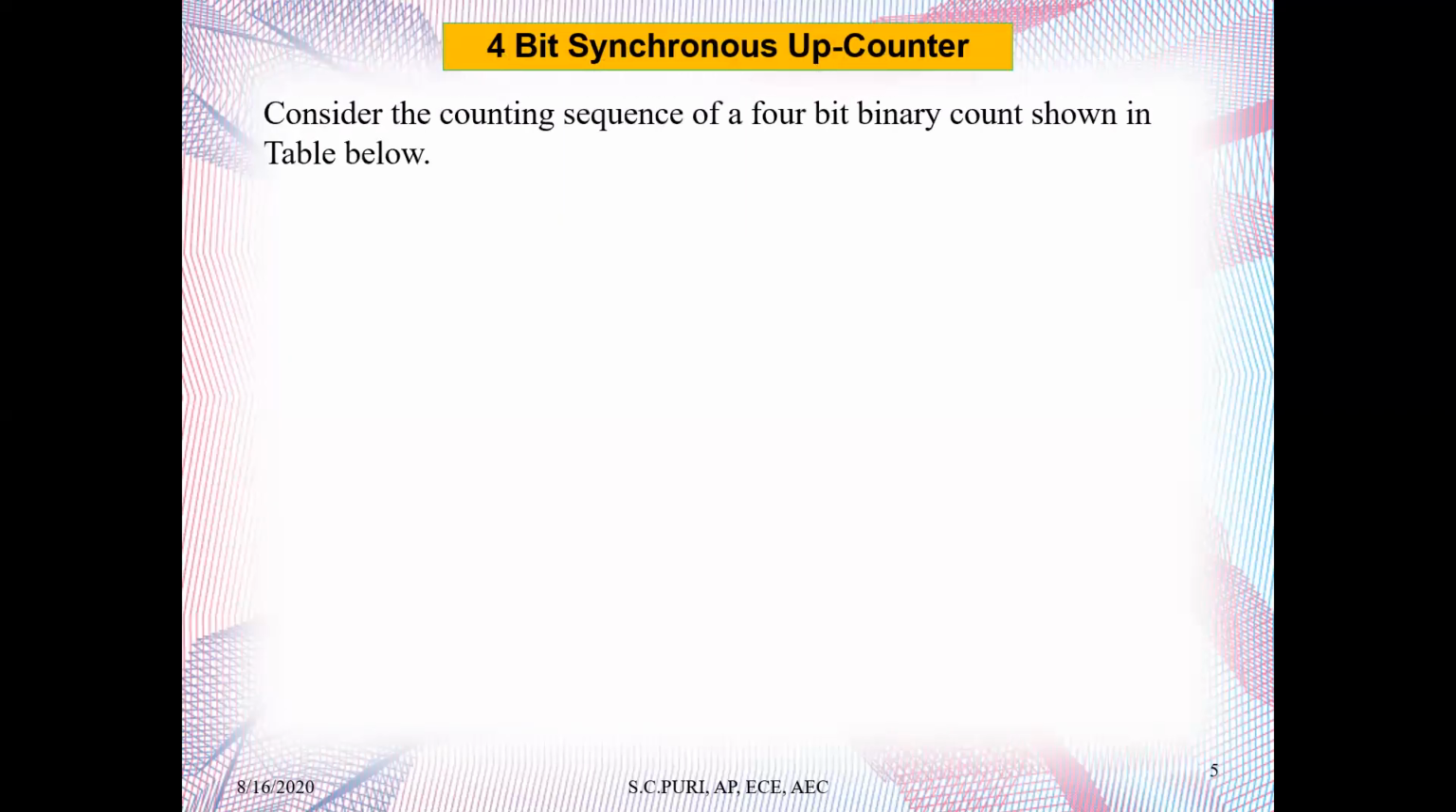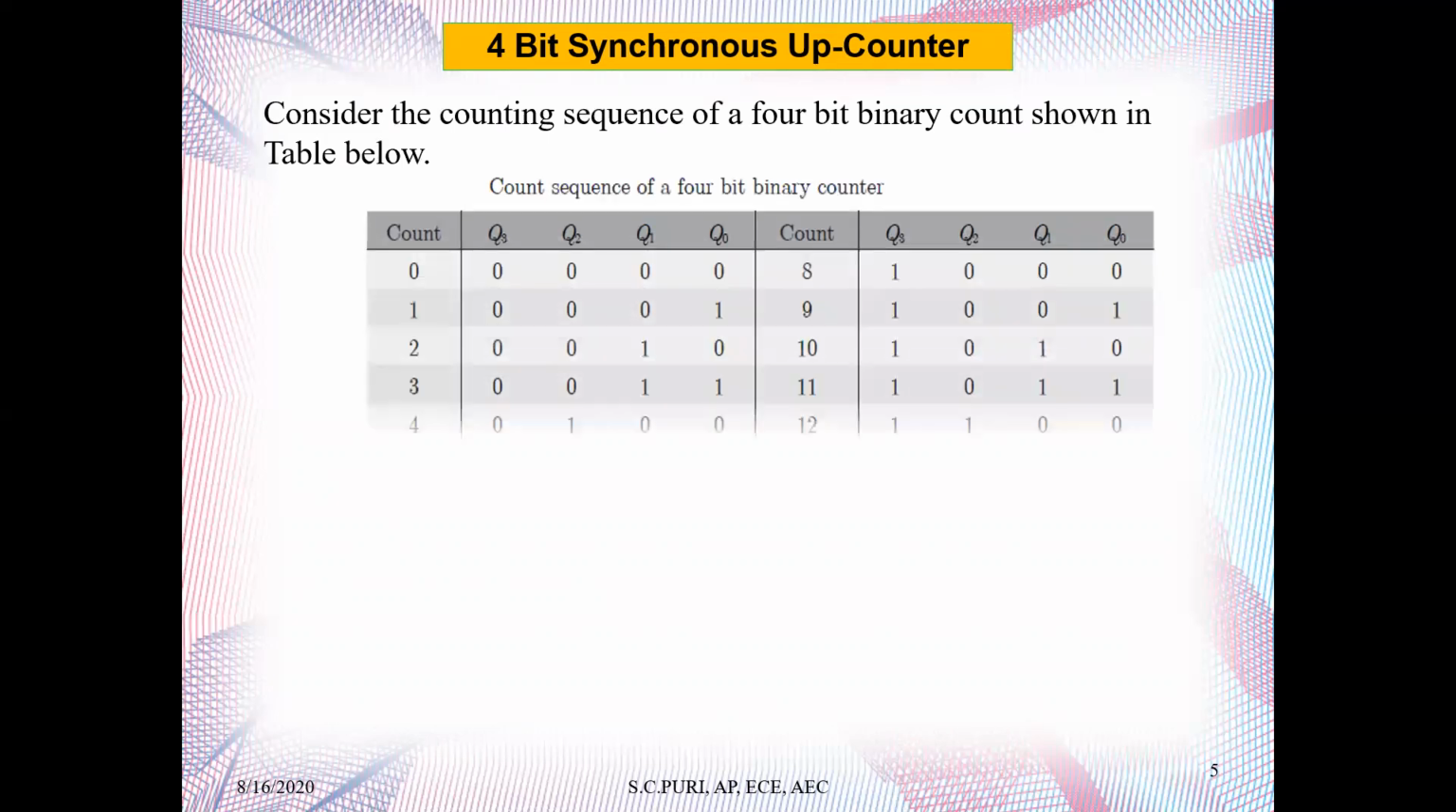So let's discuss a 4-bit synchronous up counter. Considering the counting sequence of a 4-bit binary count shown in the table below, it is 4-bit synchronous up counting. It will start from 0000, then 0001, that means 0, 1, 2, 3, 4, 5, 6, 7, 8, 9, 10, 11, 12, and so on.